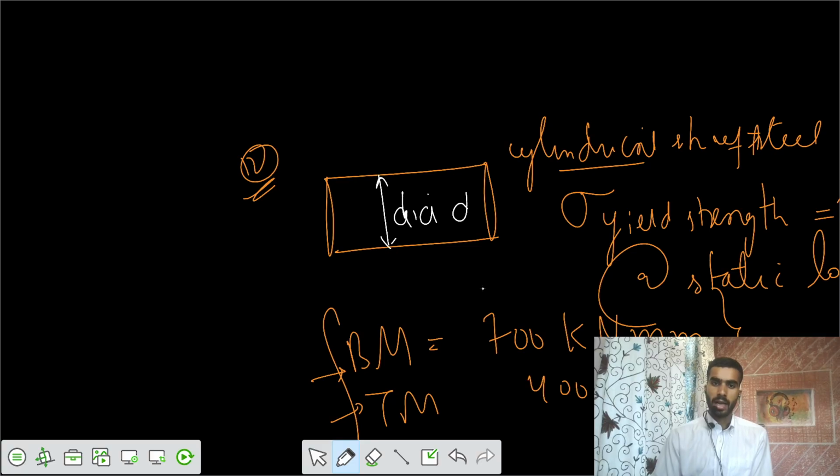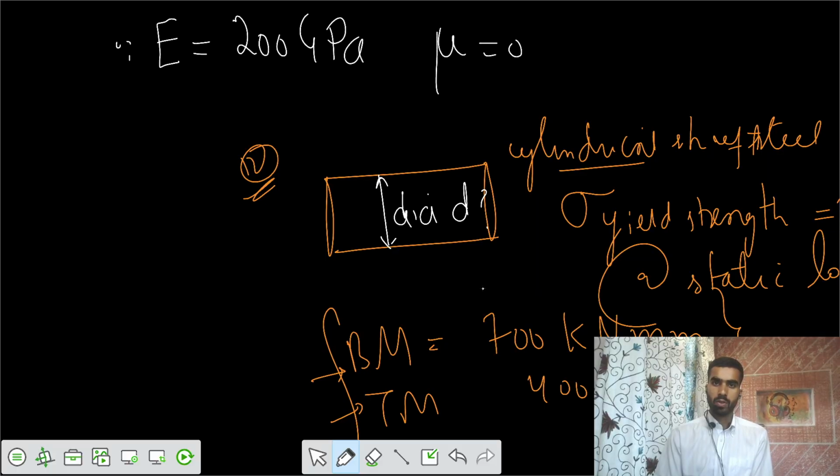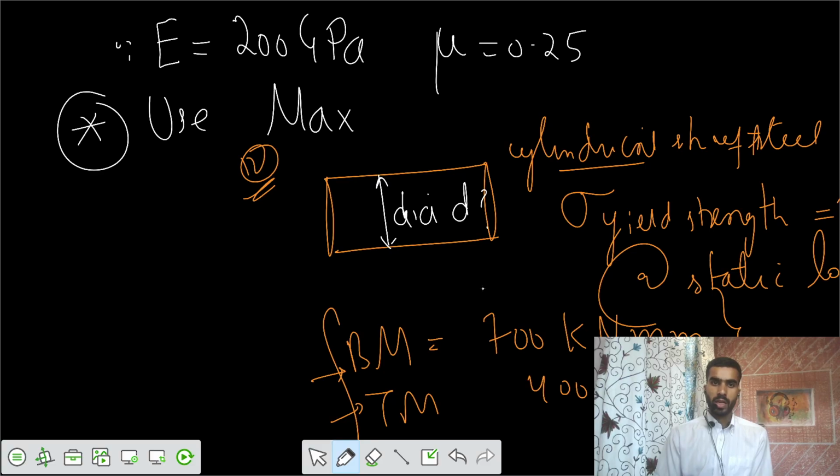You need to say what is the diameter D for the set of conditions where your value of E equals 200 gigapascal and Poisson ratio 0.25. And you're saying that you have to use maximum shear stress theory for the design of diameter D.